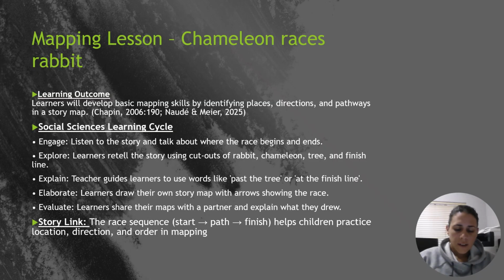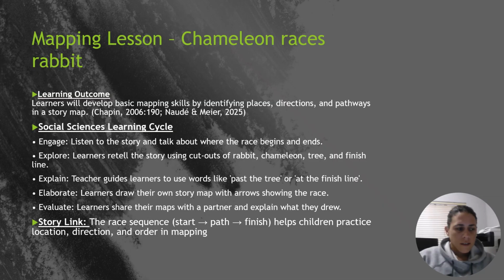Remember, the social science learning cycle includes 5 subtopics. Engage: listen to the story. They'll talk about where the race begins and where it ends. Explore: the learners will retell the story using cutouts of a rabbit, a chameleon, a tree, and a finish line.